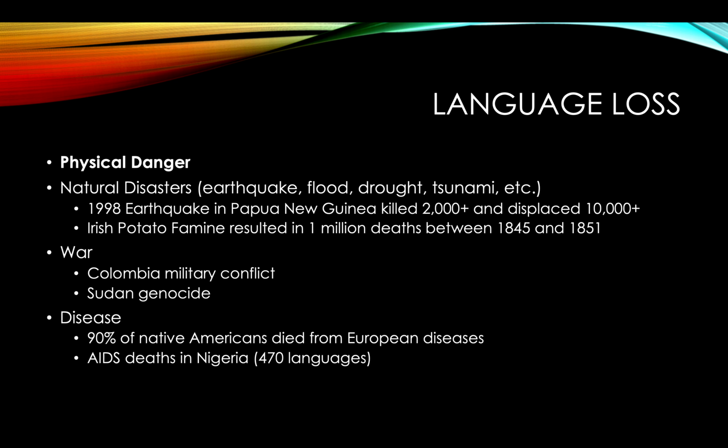Same with, in Irish history, the potato famine, which resulted in 1 million deaths between 1845 and 1851. Most of those people spoke the Irish language, Gaeilge, to some degree. Many more people emigrated from Ireland to the United States and shifted away from using Irish to using English, because they were here in the United States, or they had to move from Ireland to England or other areas. And so it took a huge toll on the numbers of Irish speakers, not just from the physical deaths, but because people were displaced. They had to leave the country.